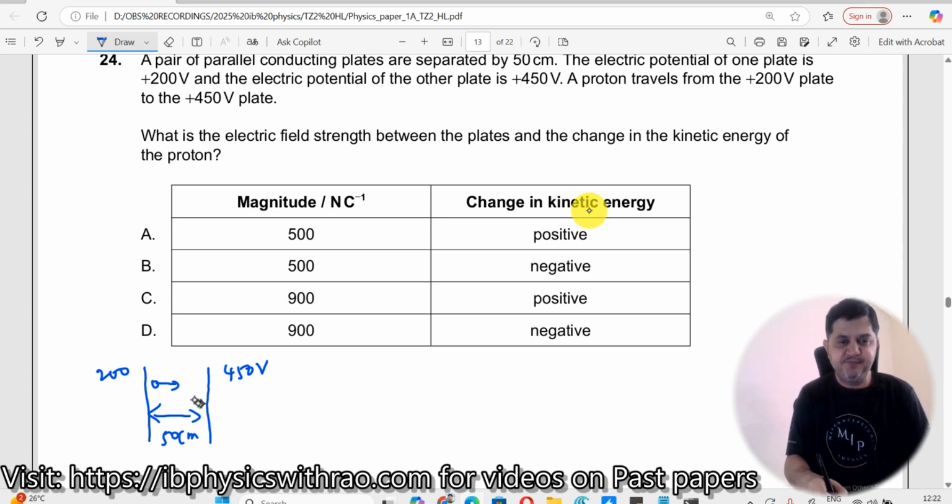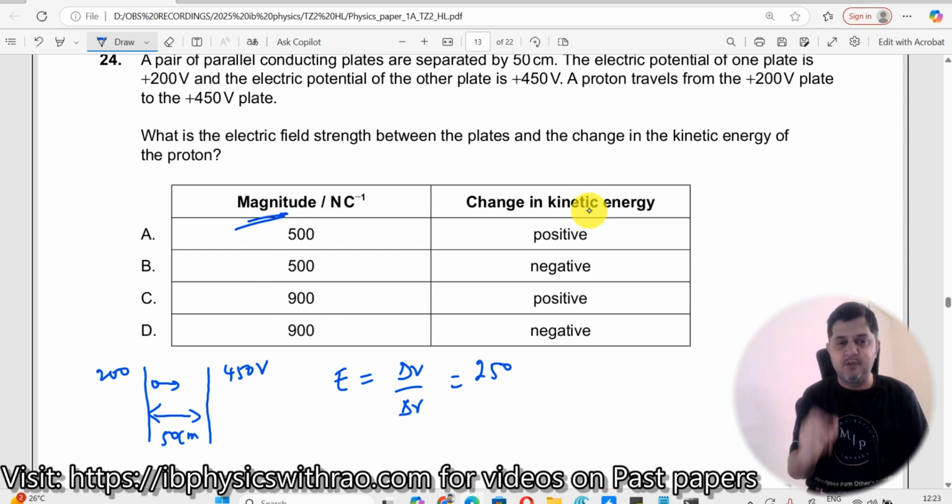Now what will happen? Field strength. If I want to find field strength, how do I find it using potential difference and distance? Field strength is given by delta V divided by delta R. What is delta V? Delta V is 450 minus 200, which is 250, because everything is positive here. Because it's asked about magnitude, we need not worry about the sign.